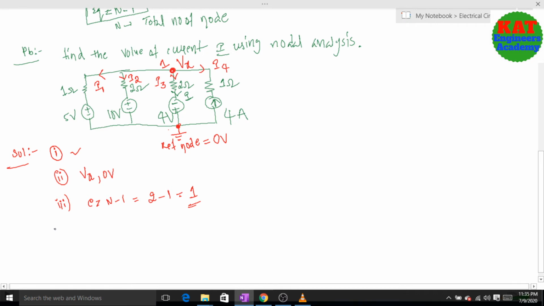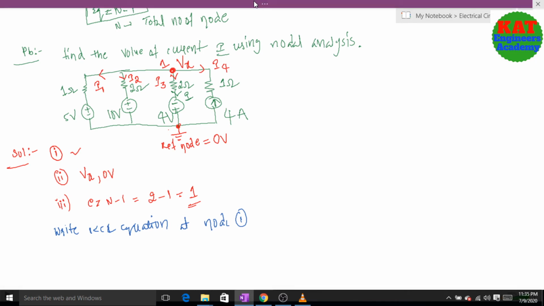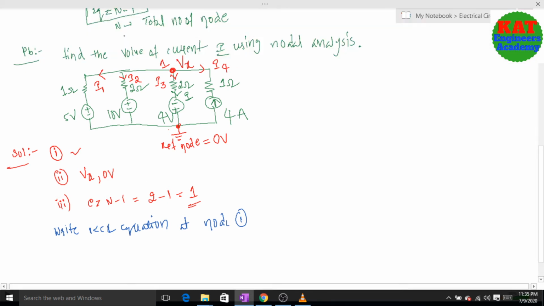So finally, write the KCL equation at node 1. Write the KCL equation at node 1. So at node 1, how many currents are there?